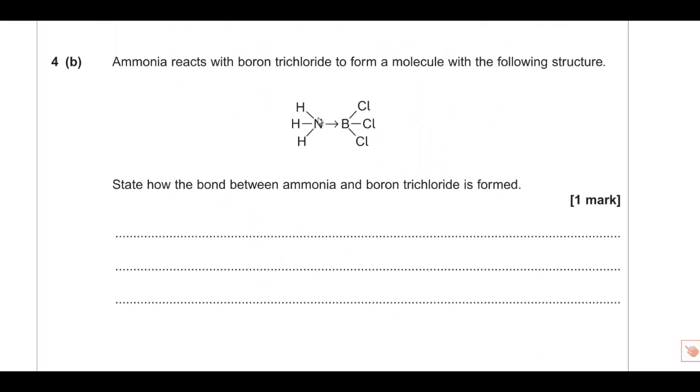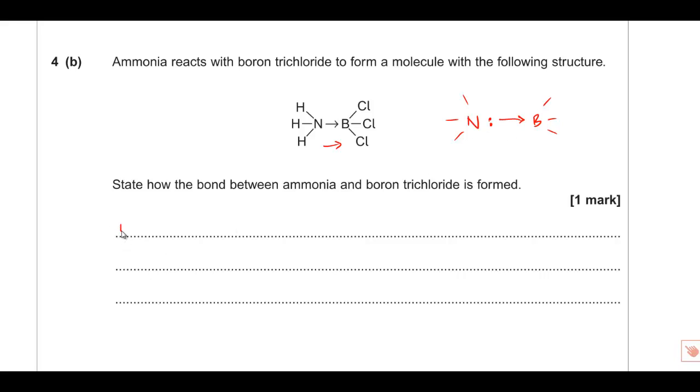Look at this one. So now we've got a dative covalent question. I know that because I know that the nitrogen here is reacting with the boron, 2 electrons there, and also I've got this arrow shown which denotes the dative covalent bonding. So boom, straight across the nitrogen using both its electrons.